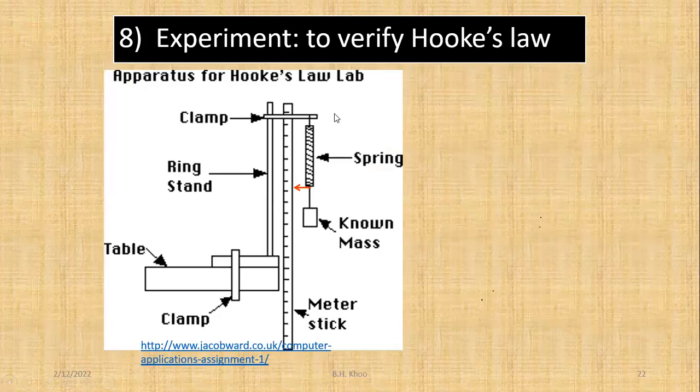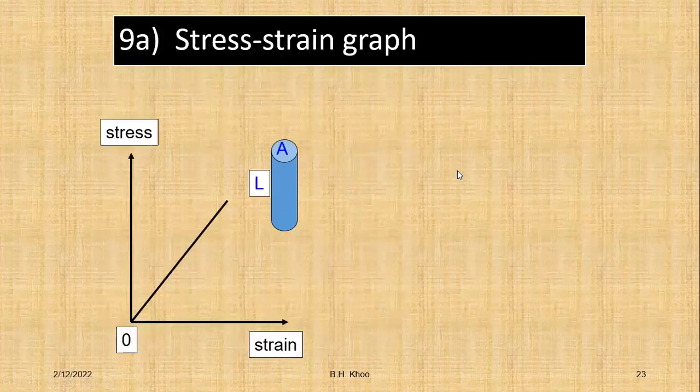Clamp it on the end, put a pointer there, add the mass here, and then find the extension. Clamp here so they won't topple over. That's a meter rule.